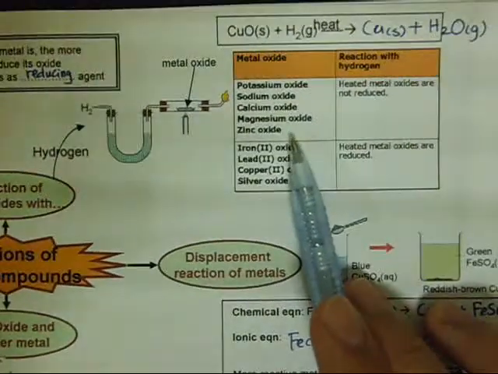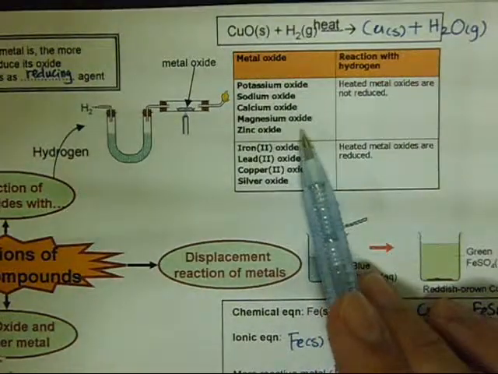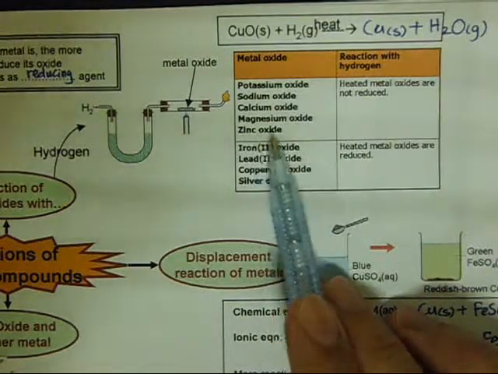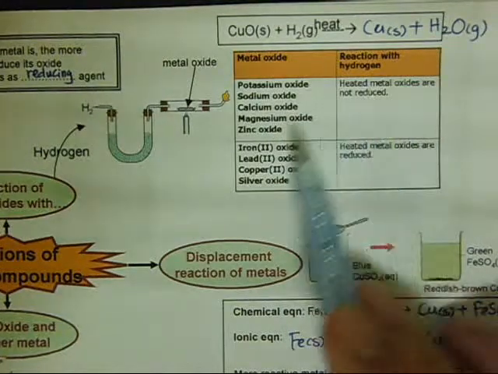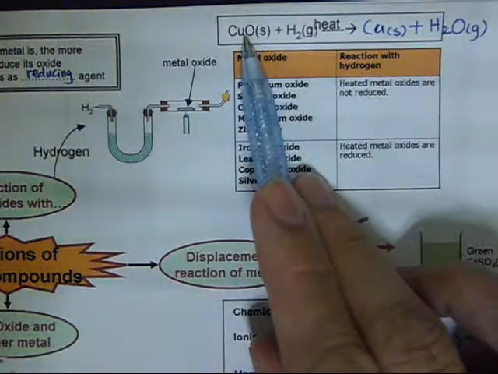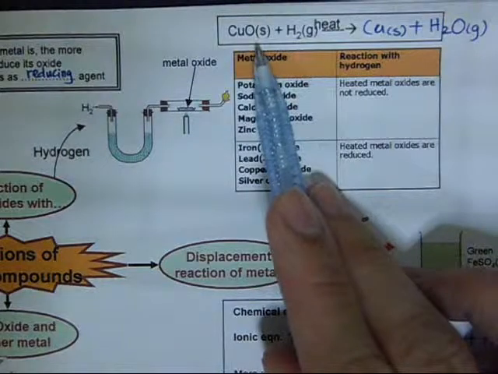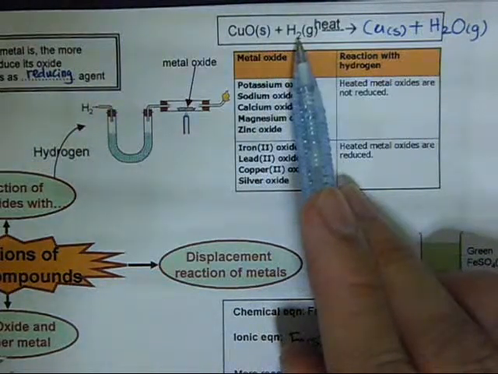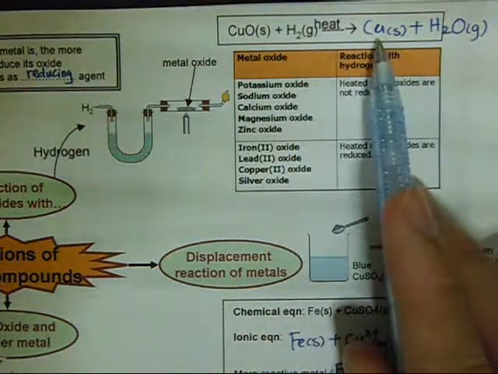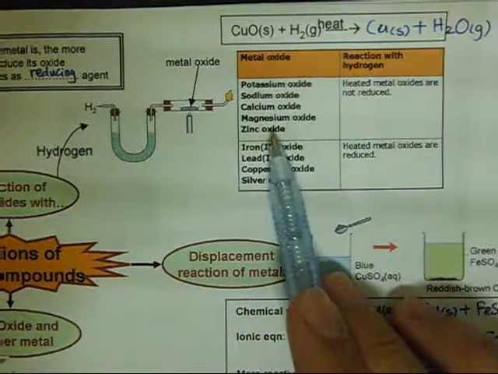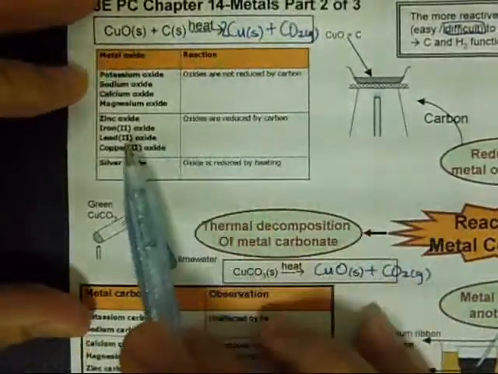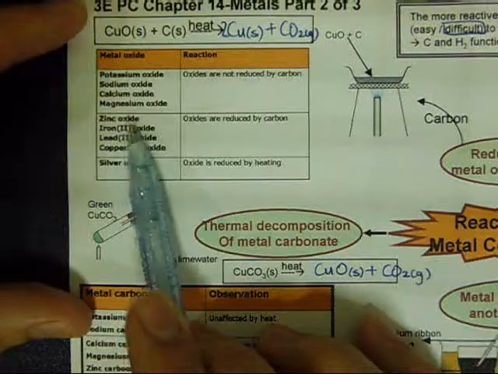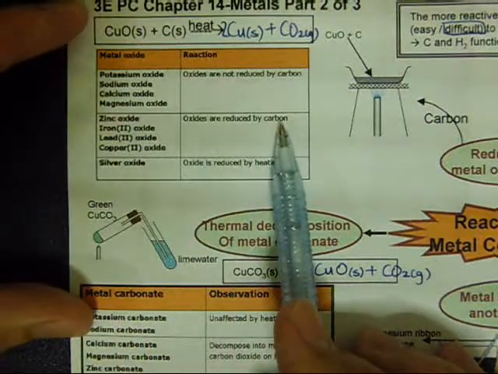And for this reduction by hydrogen method, take note that zinc oxide cannot be reduced this way. Heated metal oxide are not reduced. So if you put zinc oxide here, and then you heat the zinc oxide, and then you pass hydrogen through, there will be no reaction. Zinc oxide cannot be reduced in this way. But zinc oxide can be reduced by heating it with carbon.